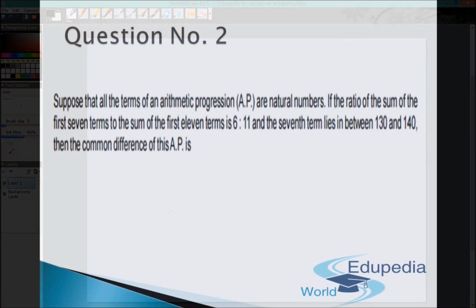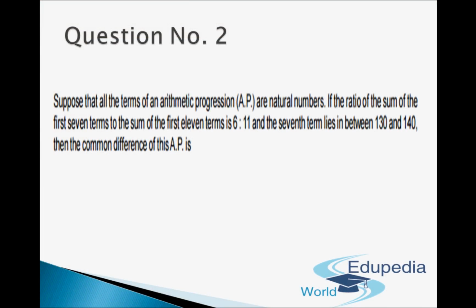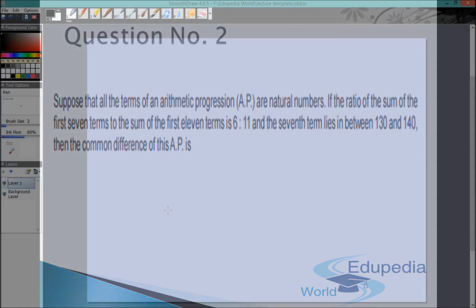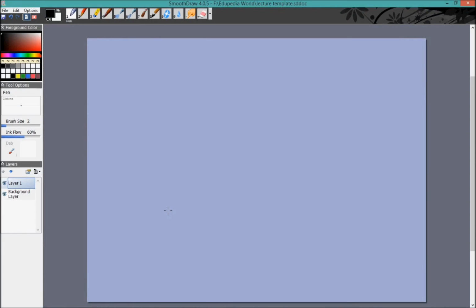In the next question, we are given that the terms of an arithmetic progression are all natural numbers, and the ratio of the sum of the first 7 terms to the sum of the first 11 terms is 6:11.